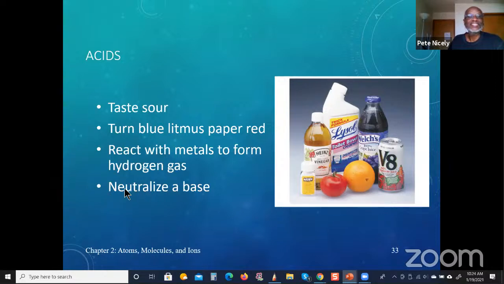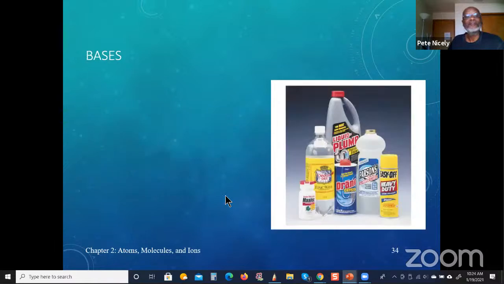And finally, acids will neutralize a base. We're going to talk about this reaction shortly. So these are just some basic properties of acids. And then we have what are known as bases, which are considered to be the chemical opposites of acids. They tend to have a bitter taste.